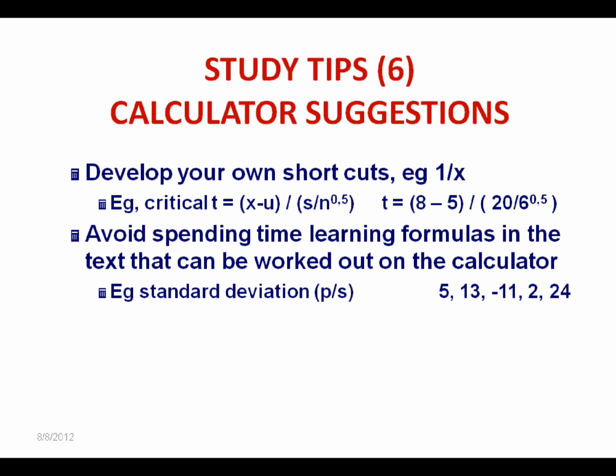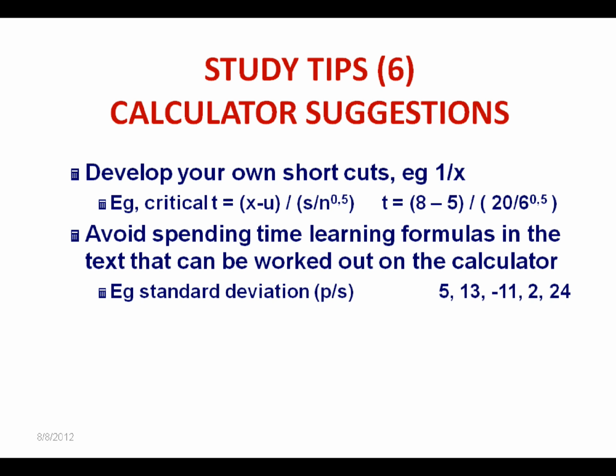A good example of this is the formula for standard deviation. Those of you who've done stats will know that standard deviation is the square root of the sum of the differences of the measurements against the mean squared, divided by either n if it's a population measurement, or n minus 1 if it's a sample measurement. But the calculator can do this very nicely for you. So let's take an example here. Make sure your screens are cleared.